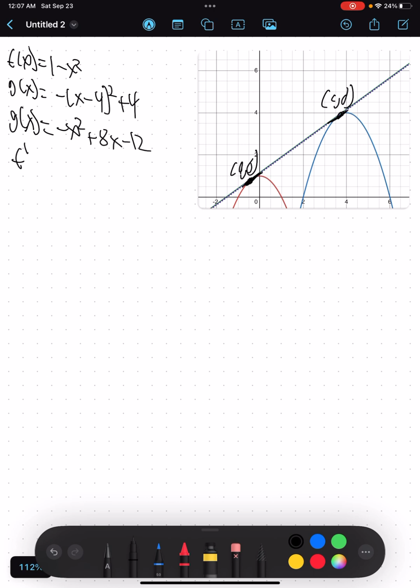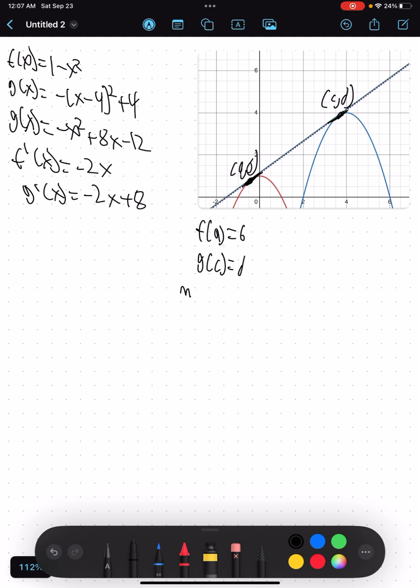And then we take the derivative of both of these functions, obviously very important because this is a calculus problem. We have this. Okay, now f of a is going to be equal to b, and g of c is going to be equal to d, just because that's what it means to have the points a comma b on f of x and c comma d on g of x. Now the slope, as I said before, is going to be equal to the tangent of the first parabola at point a, and it's also going to be equal to the tangent of the second parabola at point c.